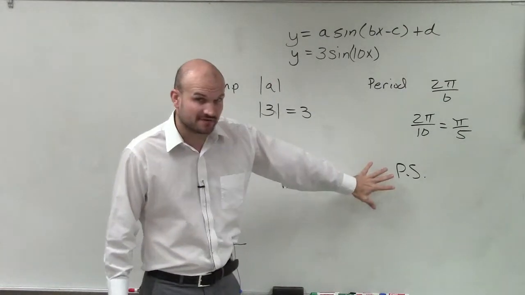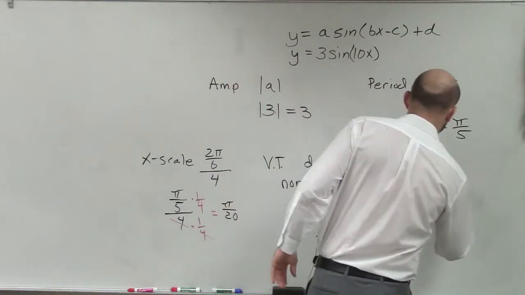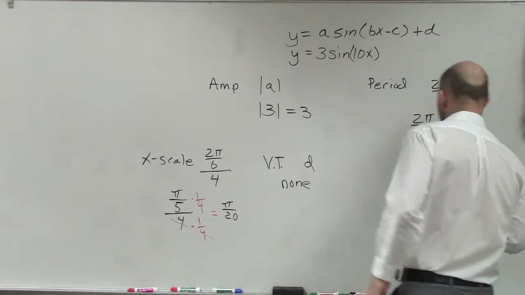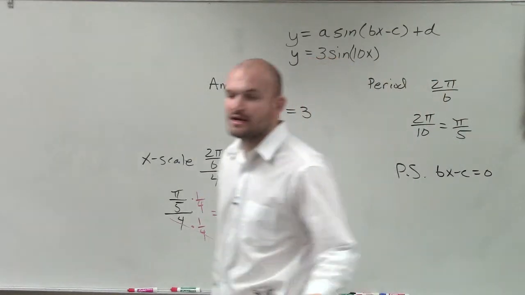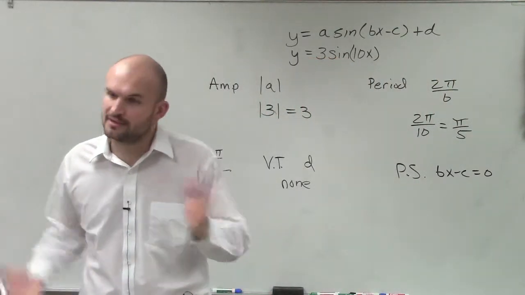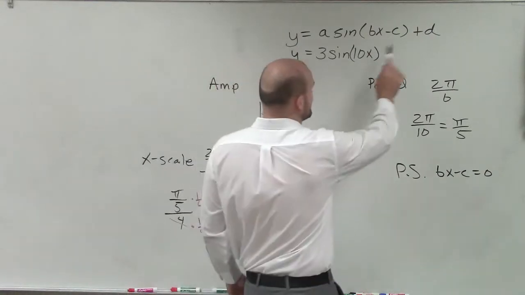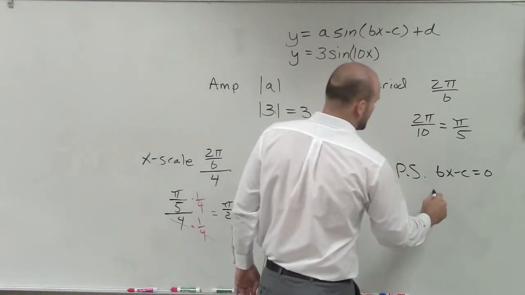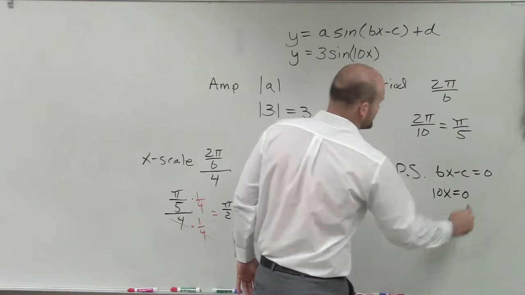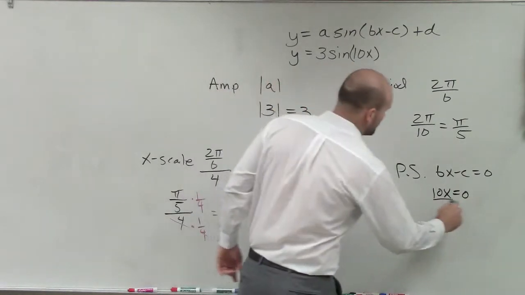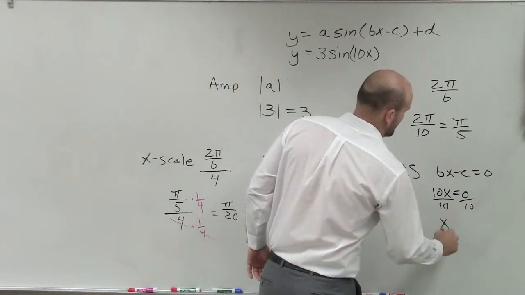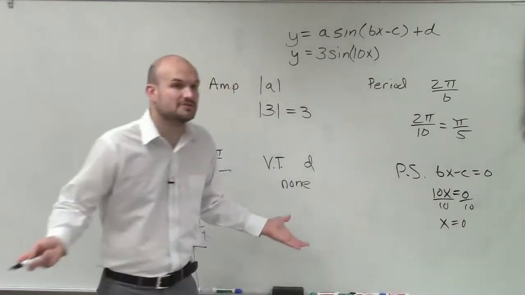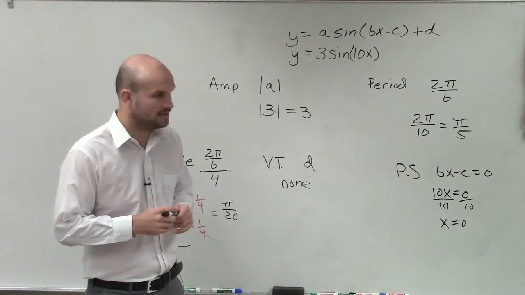The phase shift, remember, to find the phase shift, we had to take bx minus c equal to 0. All right? Now, if there's not a c, you're not going to be shifting anything, and I'll show you why. So let's go and take what's in our function, 10x, equal to 0. So as I solve for 0, x equals 0. So therefore, ladies and gentlemen, we do not have any phase shift, OK?